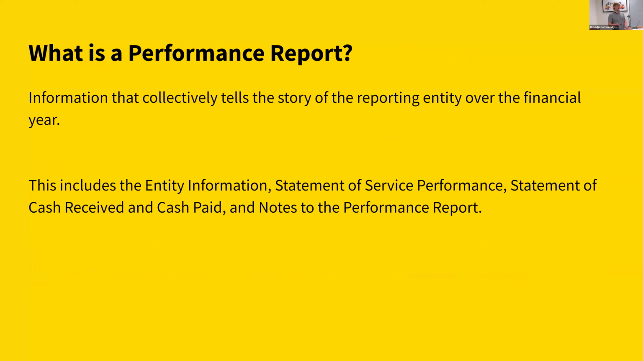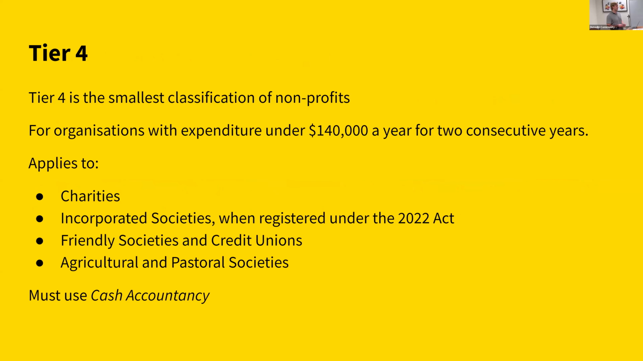A little bit more about Tier 4, a little bit of a meat and potato slide. Tier 4 is the smallest classification of non-profits. So this applies for organisations with expenditure under 140,000 a year for two consecutive years. This is really important that you meet this requirement to be classified as a Tier 4. If you haven't had expenditure under 140 grand for the 2 consecutive years, you may be classed as a Tier 3 or meet some other classification.